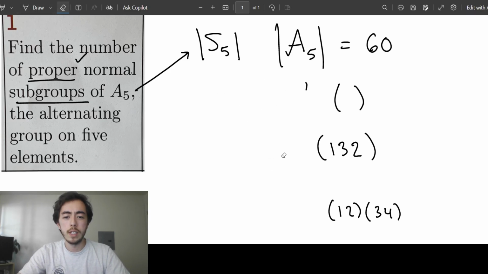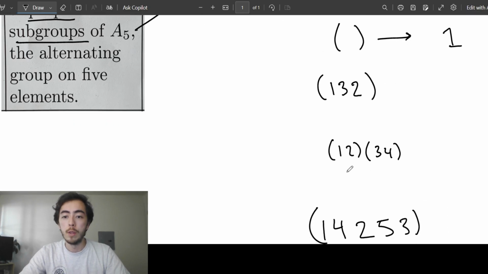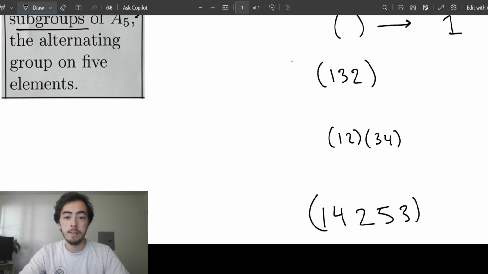Just to prove that in one more way, we have exactly one identity element. There's just one thing that does nothing. Then we can count the number of 3 cycles we have. Essentially, we need to think, okay, how many different ways can we choose from 5 objects, choose 3 of them?